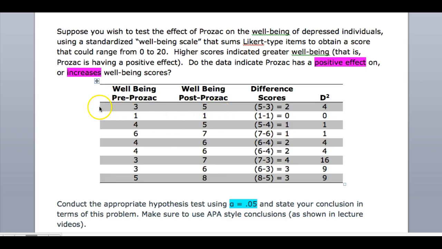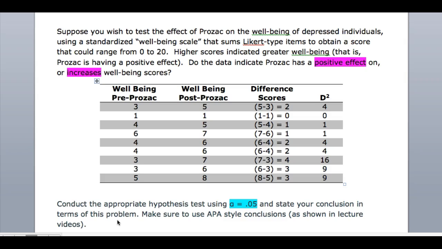So this is participant 1, participant 2, participant 3, 4, 5, 6, 7, 8, and 9. So there are a total of 9 participants who have 2 scores each. Okay? So we're going to conduct the appropriate hypothesis test using alpha equal to 0.05. We're going to state our conclusion in terms of the problem and then make sure to use APA-style conclusions.